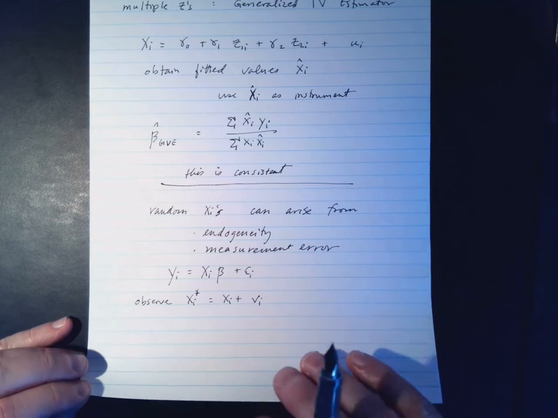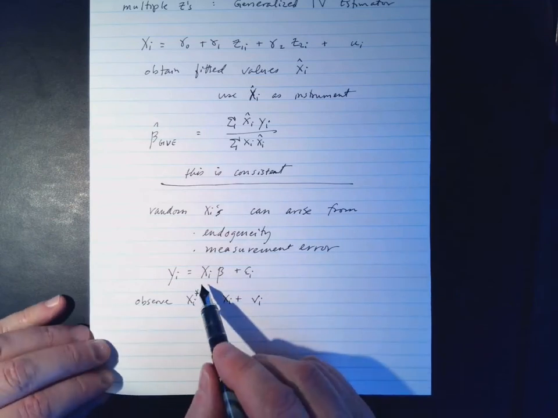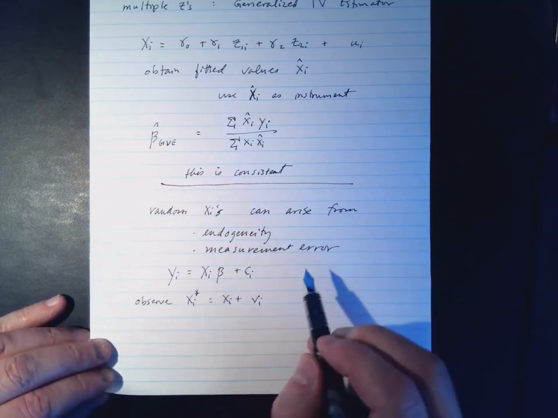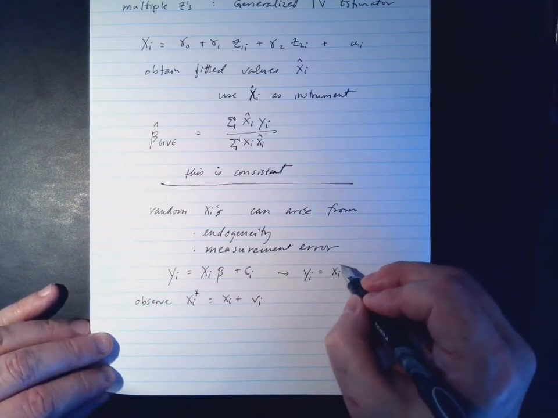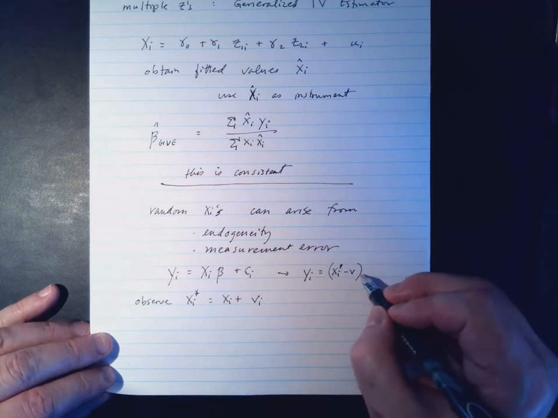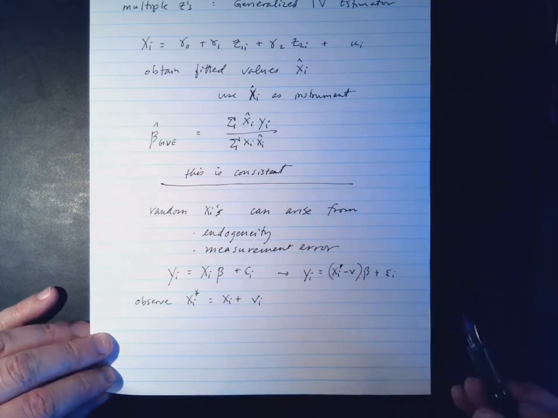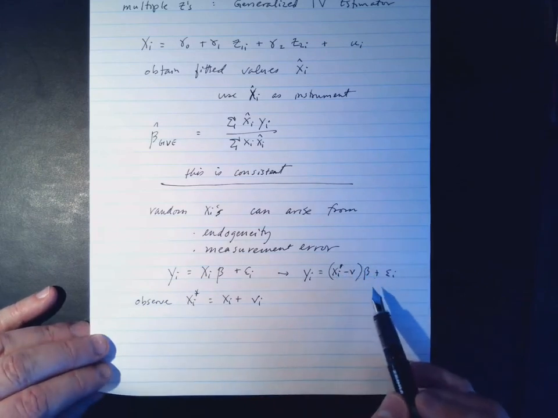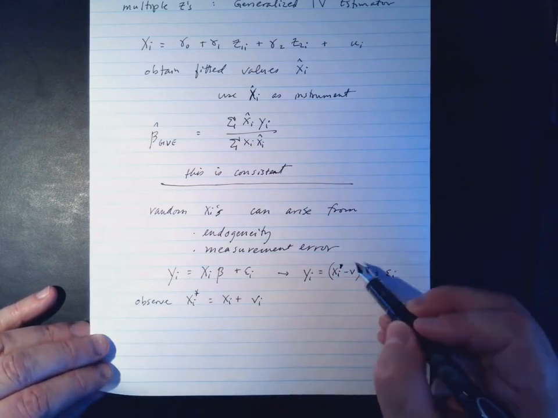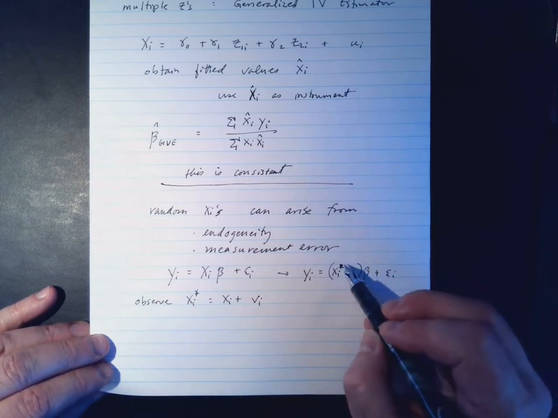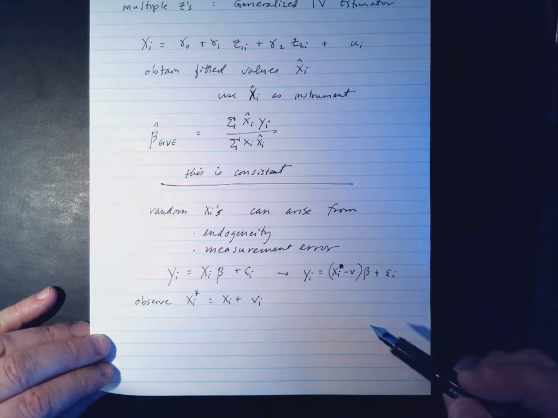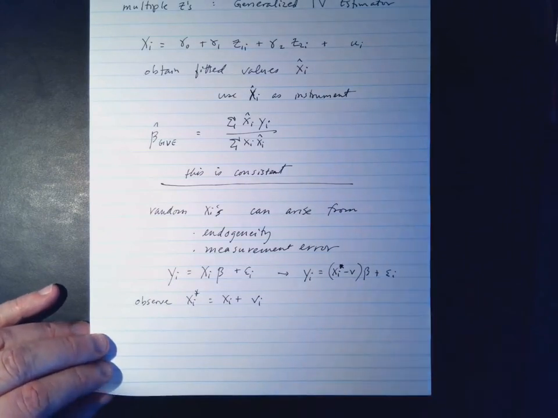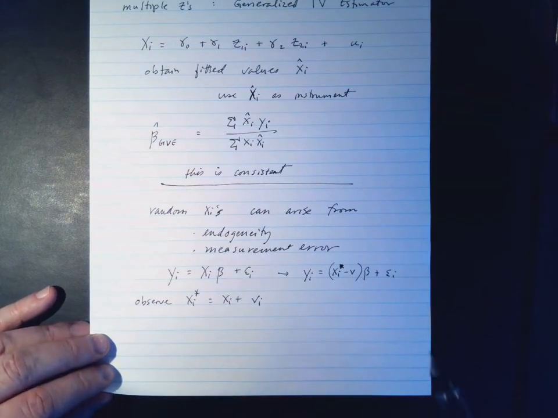So then this model becomes y equals x star minus v beta plus epsilon. So without realizing it, that's what we're actually running, because we're using x star. And there are lots of times when we don't observe exactly what we want to observe. We observe it either with measurement error or some other limit to what we can actually observe.